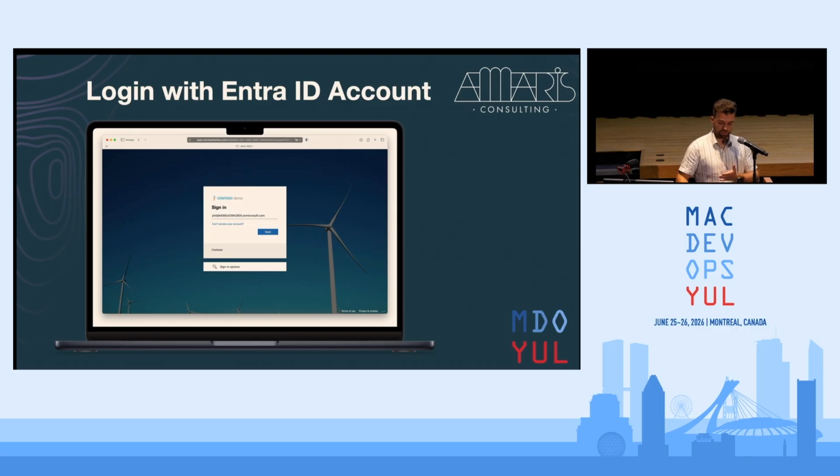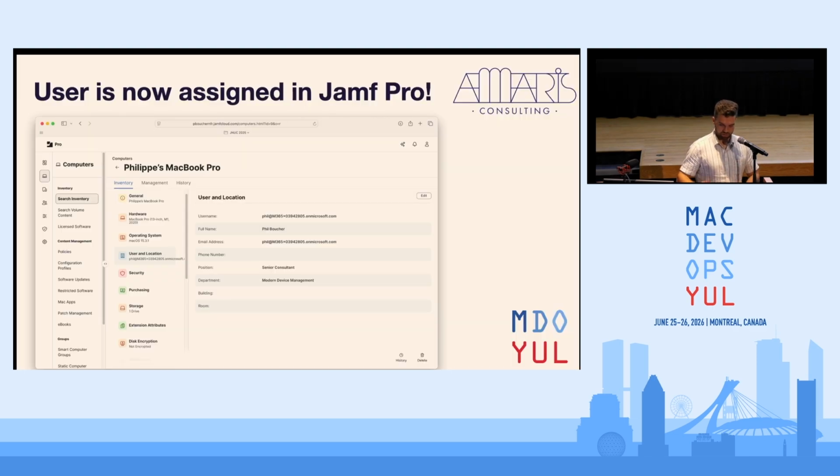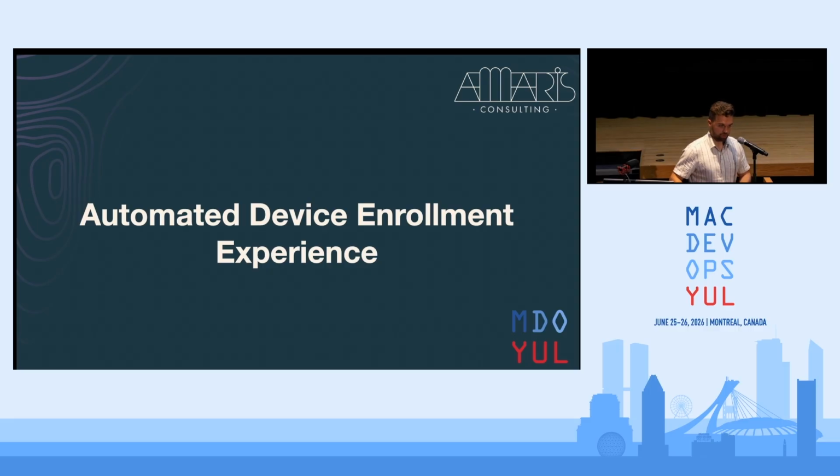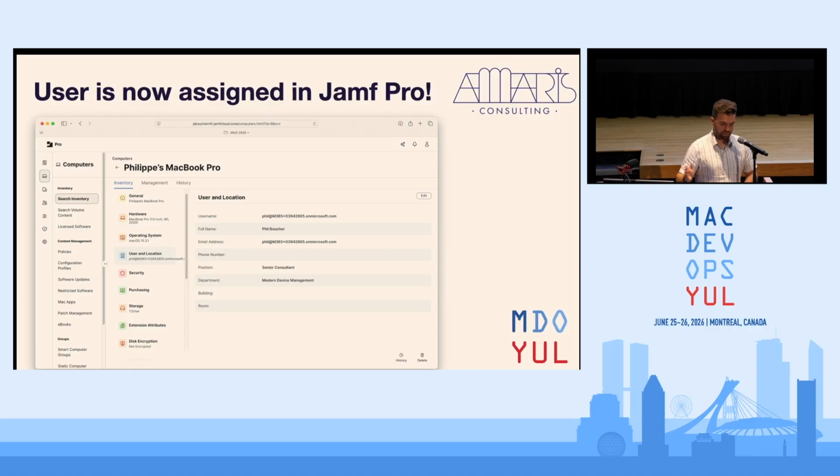He will be asked to log in with his Microsoft account, and then he will see his username pre-filled there. He just clicks enroll, and boom, as a result, you will have that information from his Entra ID account filled in the user and location section. For automated device enrollment, we could use an enrollment customization, and then during the setup assistant, the user will be asked to log in with his Microsoft account, and once again, as a result, that will be filled in here.